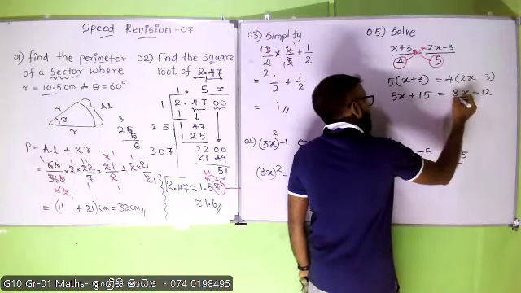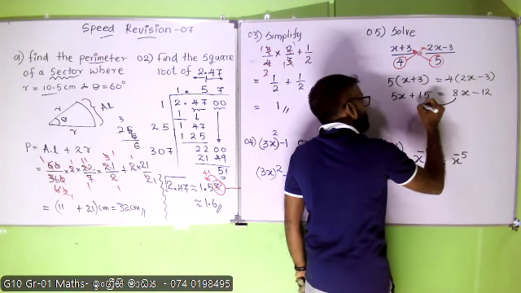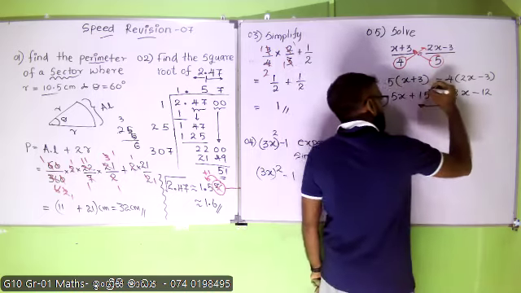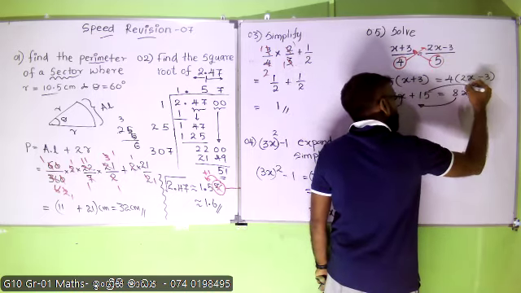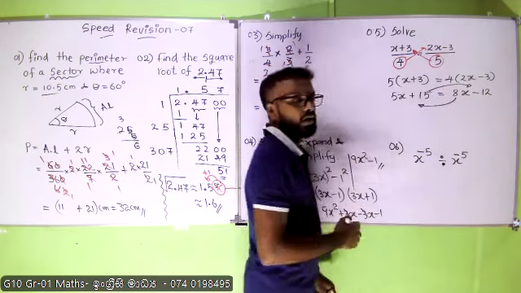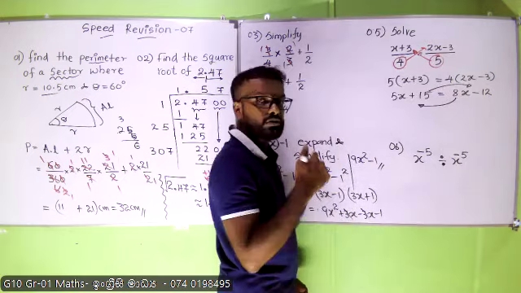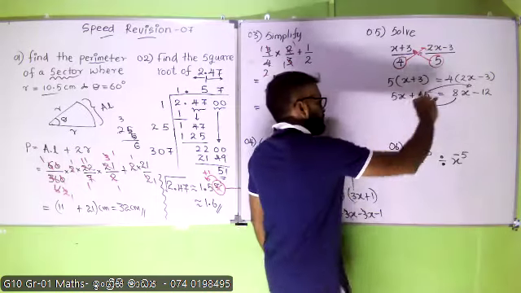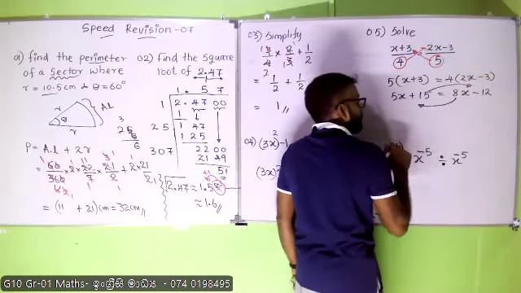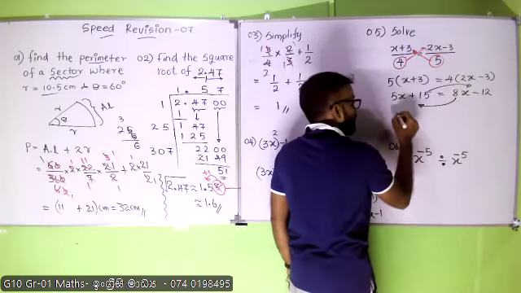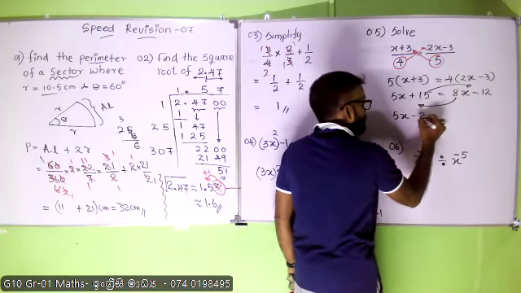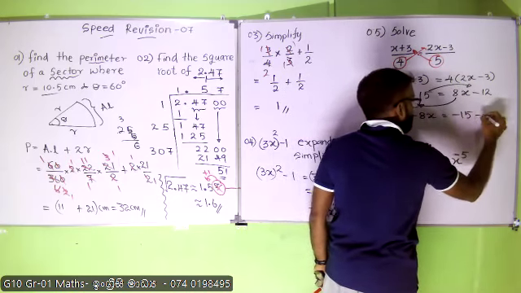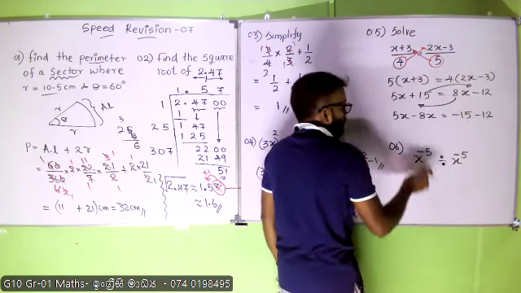I will take this positive 8x to this side, and it becomes automatically negative 8x. This 15, I will take to my right hand side, and it automatically becomes negative 15. So I will do those two steps in one step. At once I will exchange the terms, right? 5x minus 8x equals, 15 goes to that side, minus 15 minus 12.